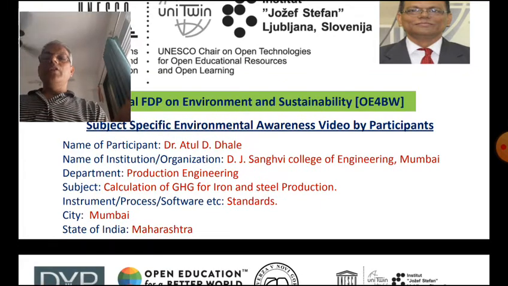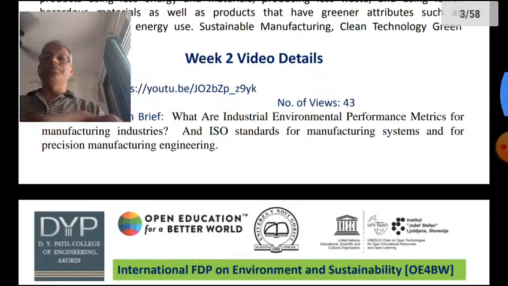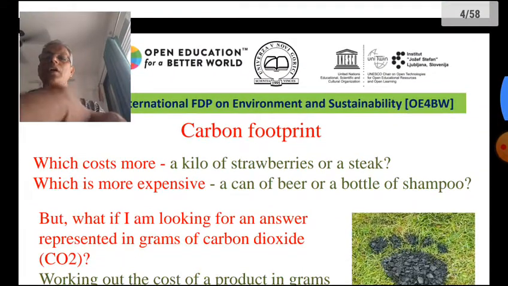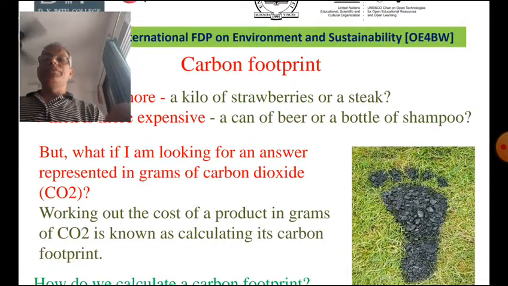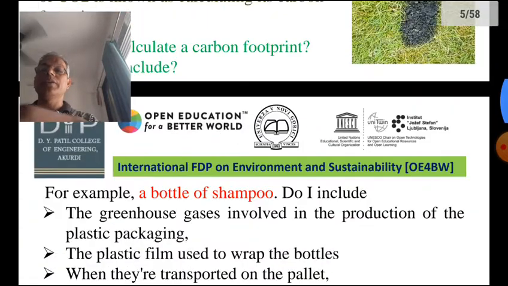We'll see here the calculation of the greenhouse gases for the iron and steel production. First, we'll see what we mean by the carbon footprint. Carbon footprint is a calculation of the cost of a product in grams of CO2. So, for manufacturing of the product, how many grams of CO2 emission are there? That is the carbon footprint.